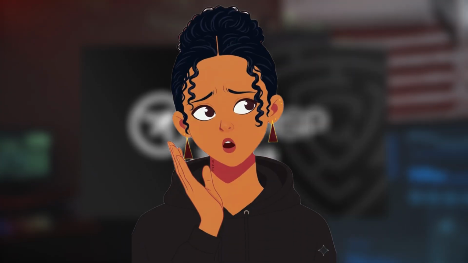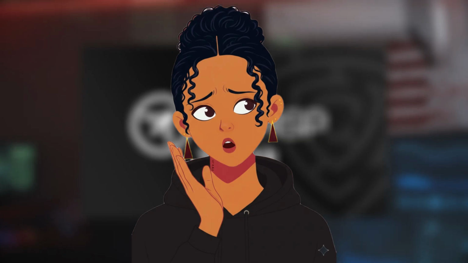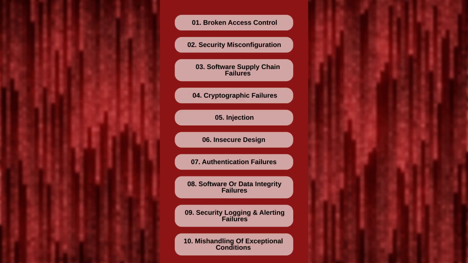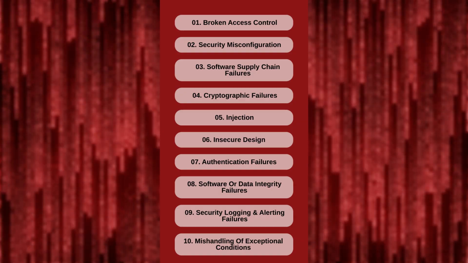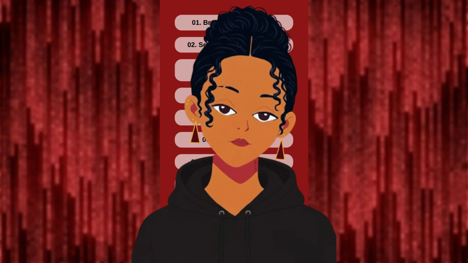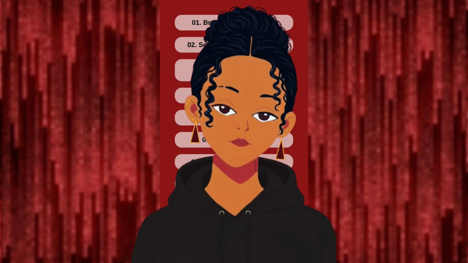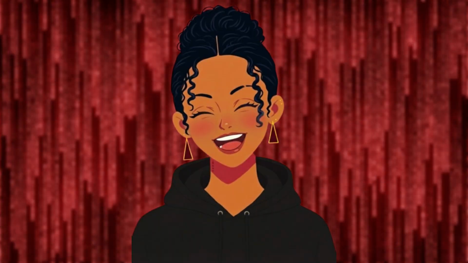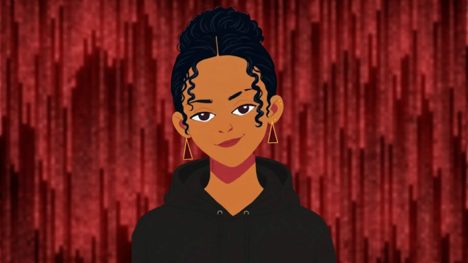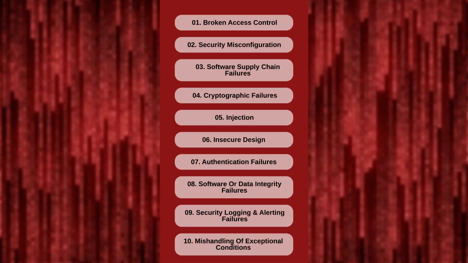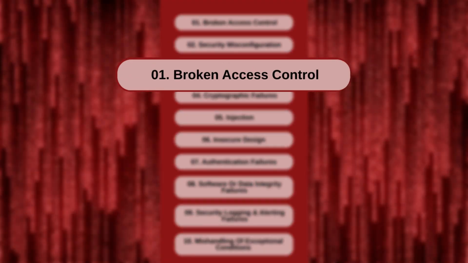So what exactly is the OWASP Top 10? This is a list of the biggest security mistakes web applications make. It's regularly updated by a non-profit known as OWASP every few years, and 2025's release is the most current, so I want us to have a look at that. Starting off at position number 1 is broken access control.